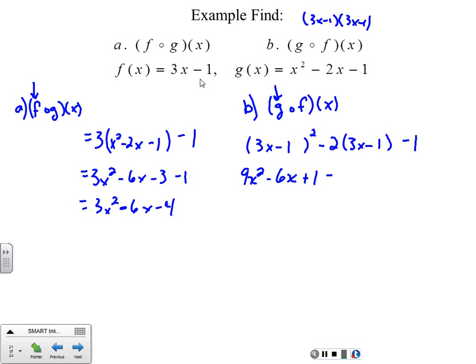And then we're going to distribute this negative 2, so we're going to have a negative 6x and a positive 2, minus 1. Combine your like terms, and we'll have 9x squared. Negative 6x and negative 6x is going to be negative 12x. And 1 and negative 1, those are going to be 0. Oh, thank you, yes. Plus 2. Alright, so what do you think about the composition? Easy. Easy enough.